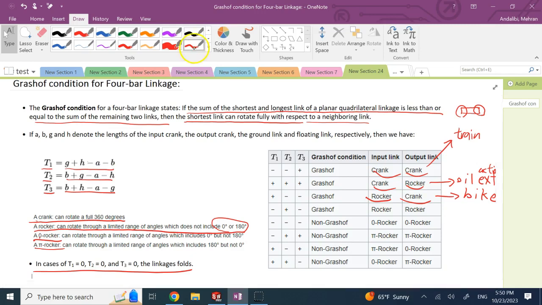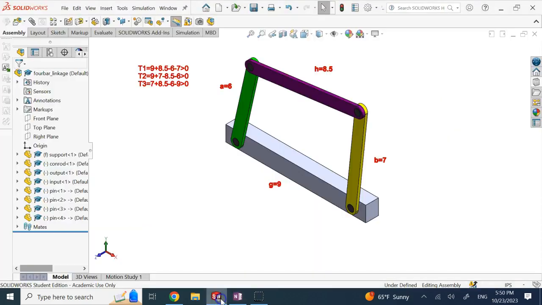All three numbers are positive. So the mechanism is a crank rocker. That's the first thing we're going to look at, all three positive. So the input is full rotation, the output is oscillation. And here I made them in SolidWorks for you. So here A is 6, B is 7, G is 9, and H is 8.5.